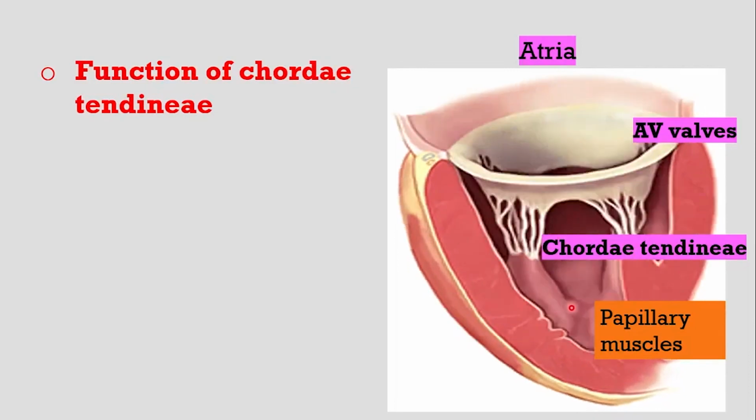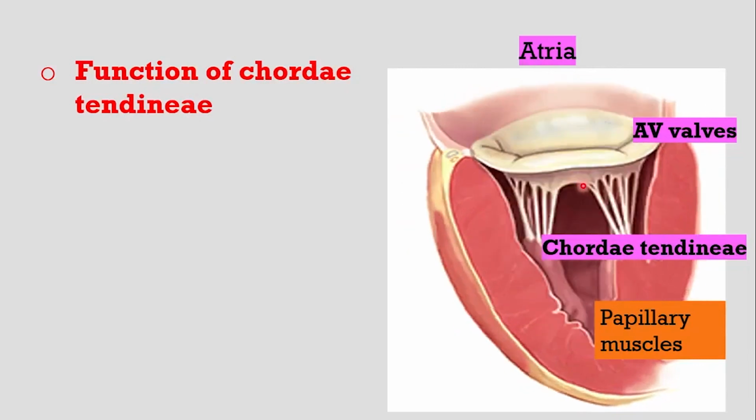They are attached to papillary muscles on one side. On the other side, they are attached to the cusps of atrioventricular valves. Here it is the bicuspid valve, and these are the two cusps of the bicuspid valve. Now we'll observe the function of the chordae tendineae. When the ventricle contracts, there is a risk of bulging of these cusps into the atria. At the time of contraction of the ventricle, these cusps are moving upwards. So, during ventricular systole, there is a risk of bulging of these flaps into the atria.